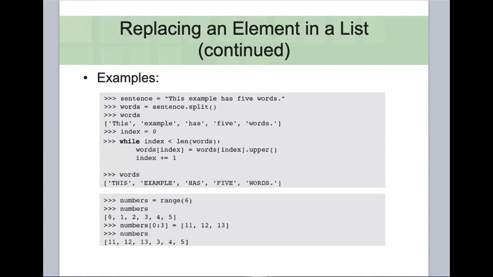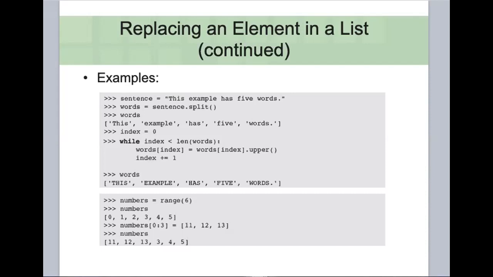Now you can see if I assign the index to be 0, and then I say, while the index is less than the length of words, in other words, I just keep going through the words, I then can increase the index. So it goes from word 0, then word 1, then 2. And then what it's doing, as you see here in the function, is converting each word to uppercase.